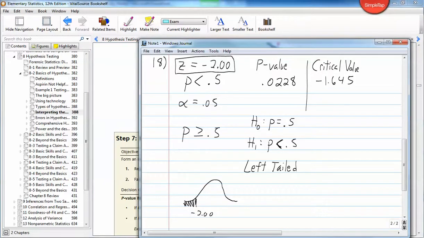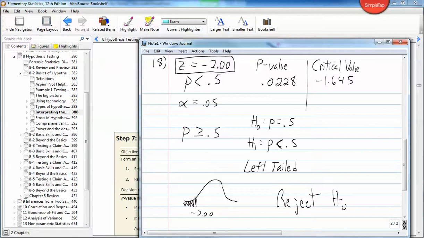Go back to our problem. 0.02 is less than 0.05. So we reject H sub O. Okay? And that's how we would figure out if we reject or fail to reject using the p-value.